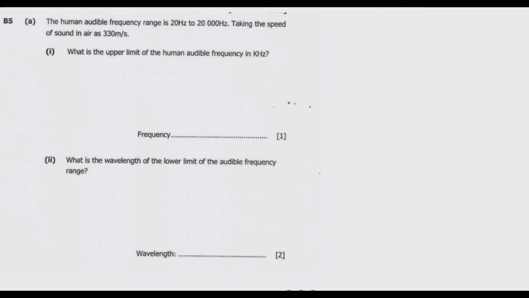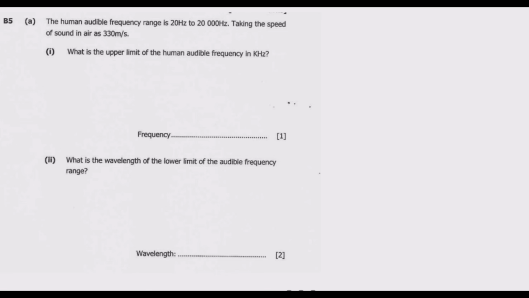Let us look at question B5. The human audible frequency range is 20 Hz to 20,000 Hz. Taking the speed of sound in air as 330 meters per second, what is the upper limit of the human audible frequency in kilohertz? So this is basically a giveaway question.